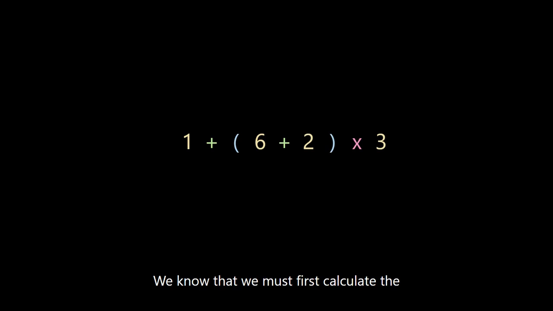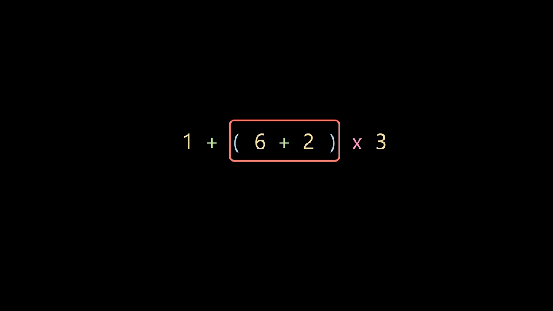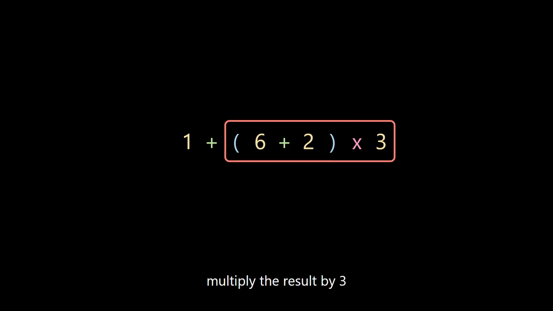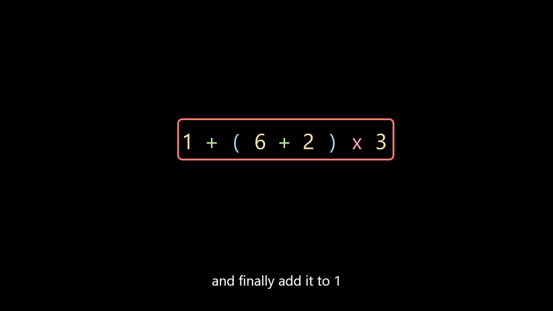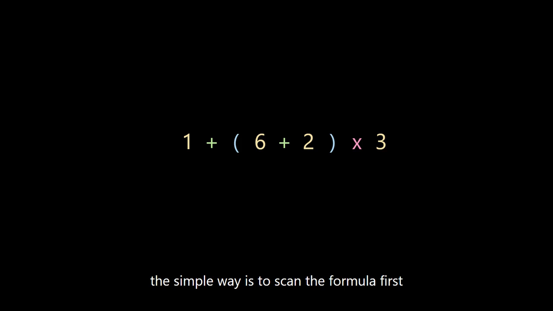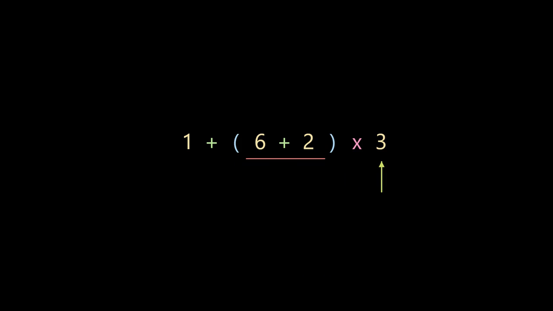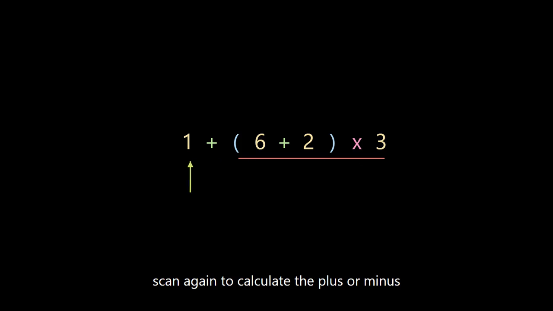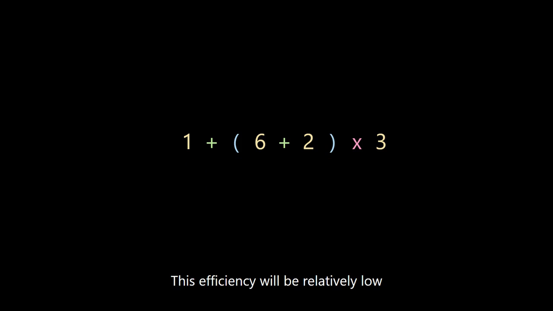We know that we must first calculate the formula in the brackets, multiply the result by 3, and finally add it to 1. Then the simple way is to scan the formula first, check whether there are parentheses, and calculate them first. Then starting from the beginning, check whether there is a multiplication or division sign. Finally, scan again to calculate the plus or minus signs. This efficiency is relatively low.